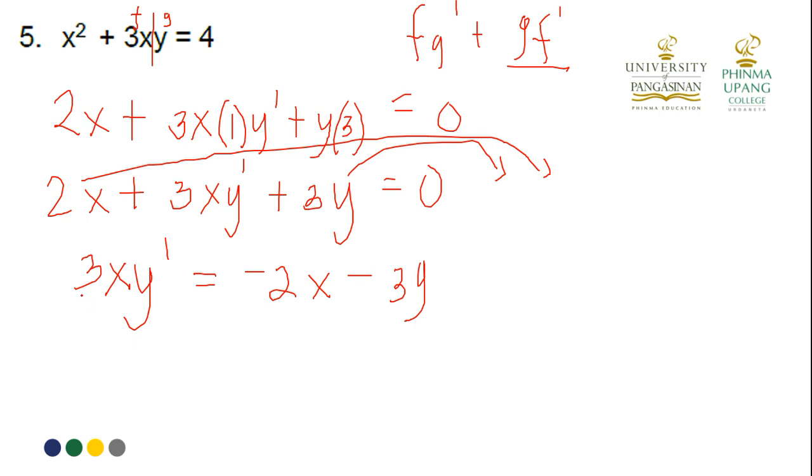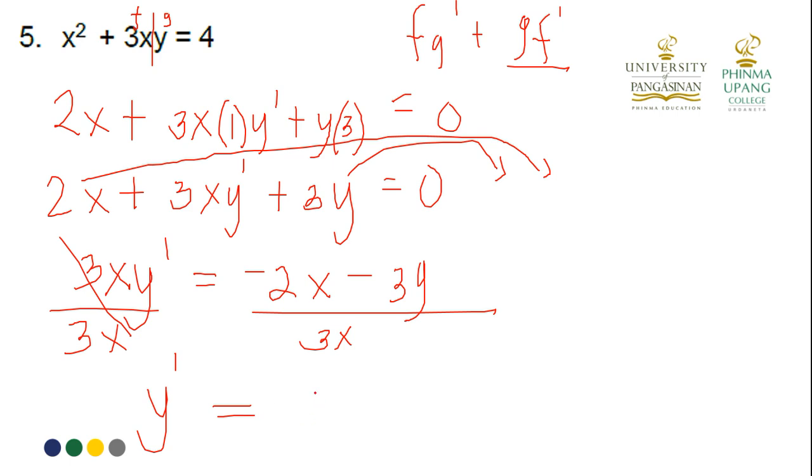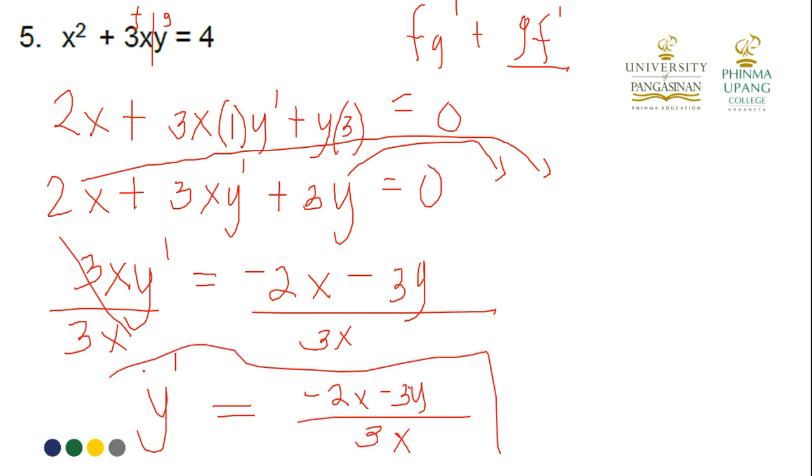In our left hand equation, 3xy prime, yan yung format niya palagi. No? So, i-divide na natin. So, we're going to divide it by 3x para makakuha mo yung sagot. Y prime is equivalent to negative 2x minus 3y all over 3x. Final answer for number 5. So, the answer in number 5 is negative 2x minus 3y all over 3x.